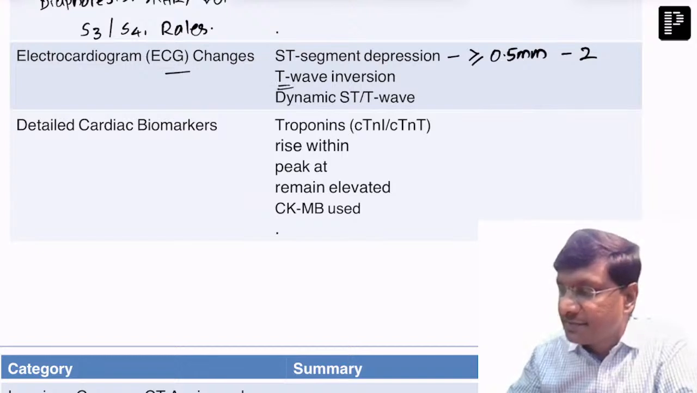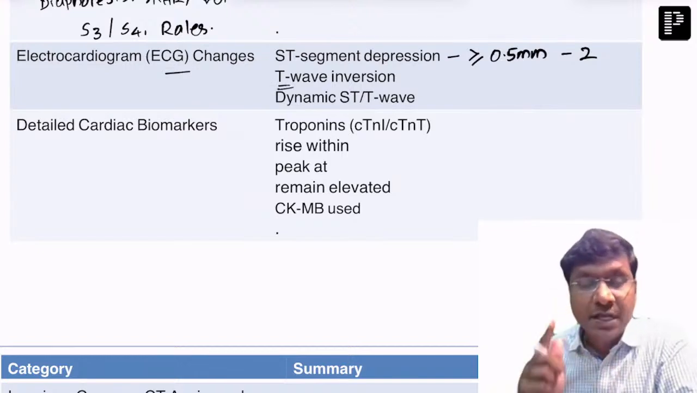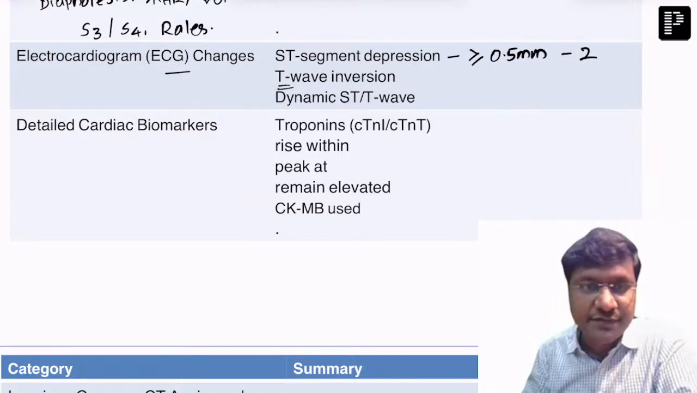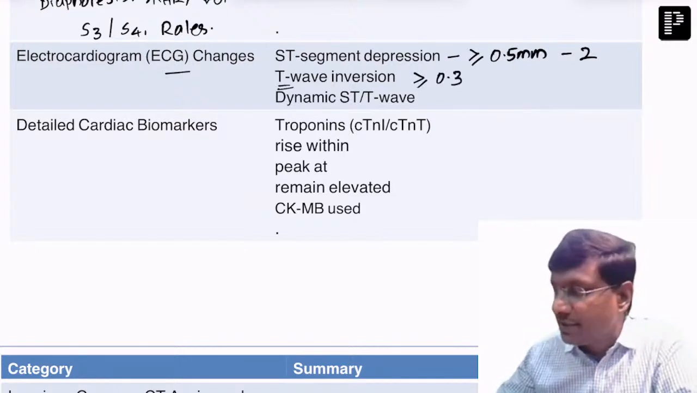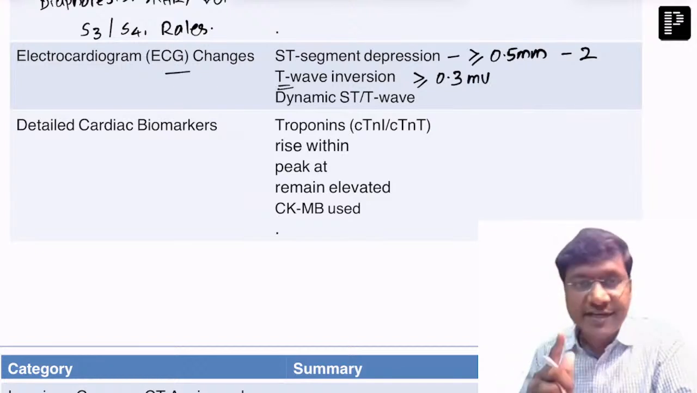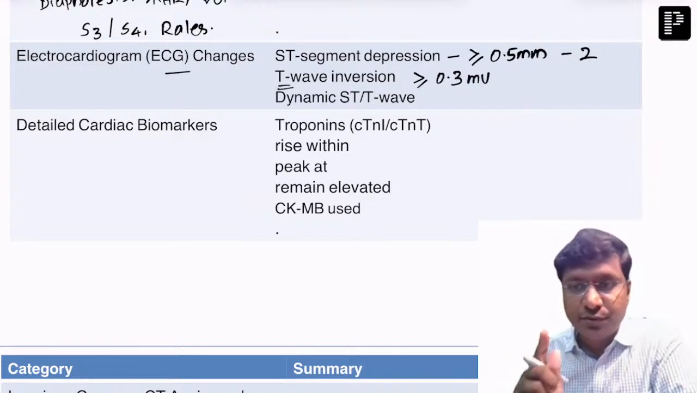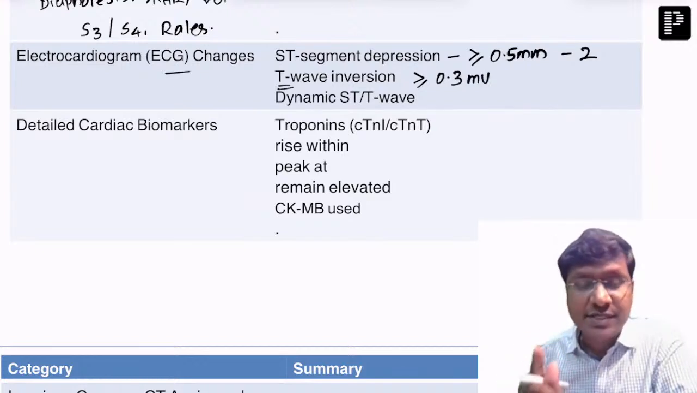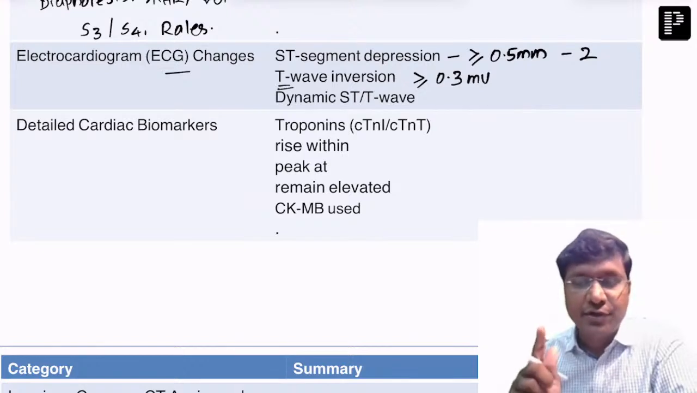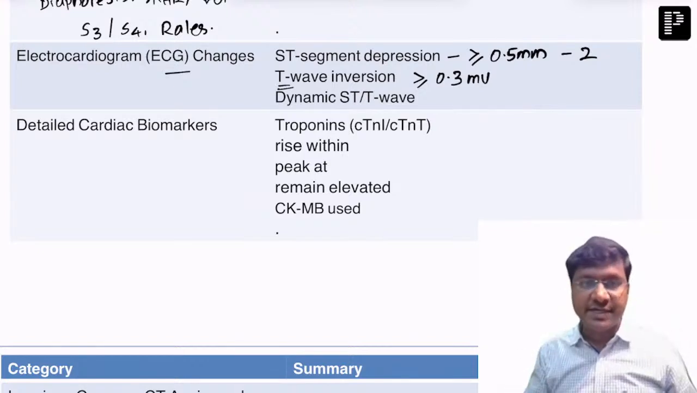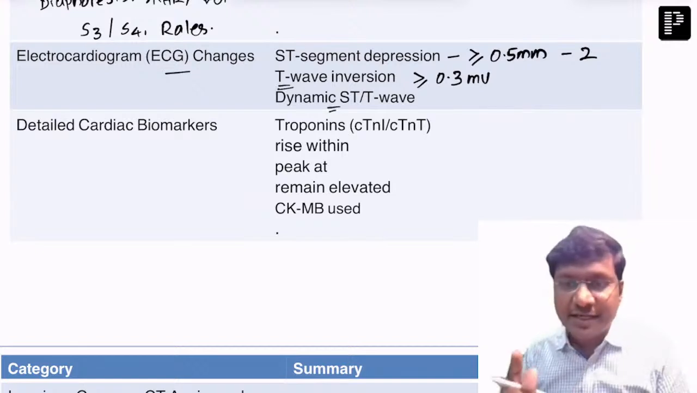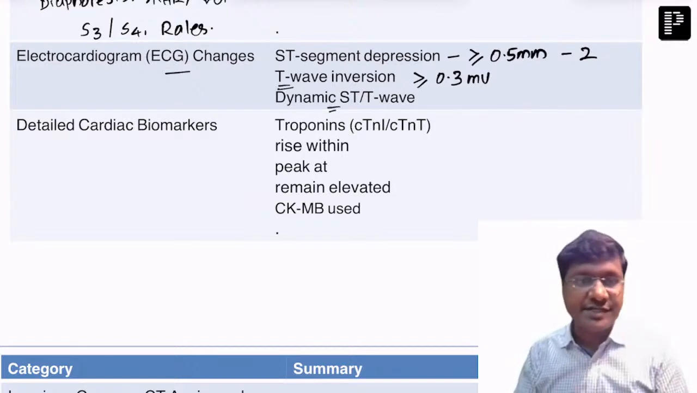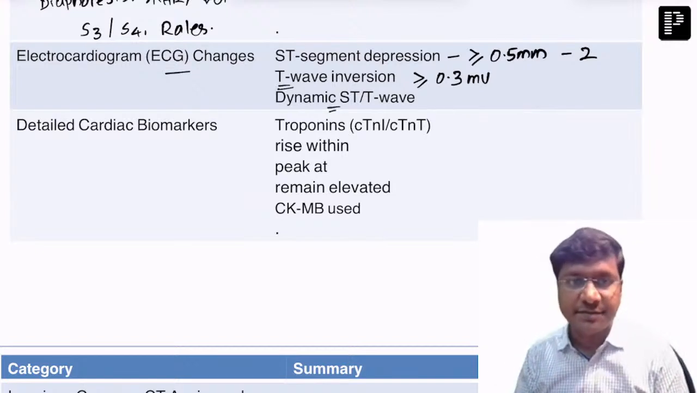At the same time, there should also be T wave inversion. What should be the amplitude of the T wave inversion? It should be more than or equal to 0.3 millivolts. So ST segment depression of more than or equal to 0.5 mm in two contiguous leads, and T wave inversion of more than or equal to 0.3 millivolts, is the criteria for NSTEMI. And along with that, there will be dynamic ST-T changes suggestive of ischemia.